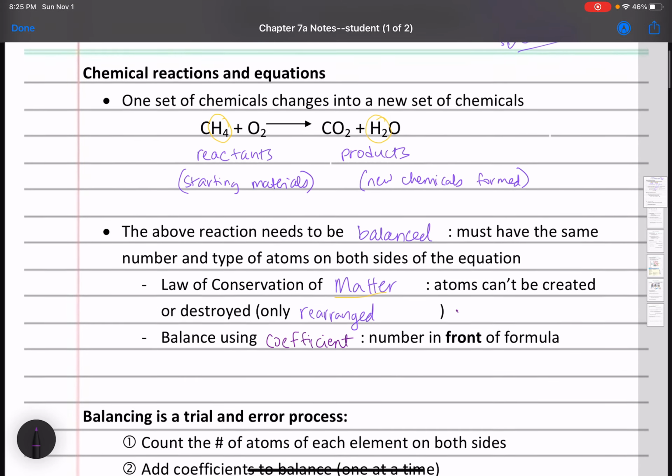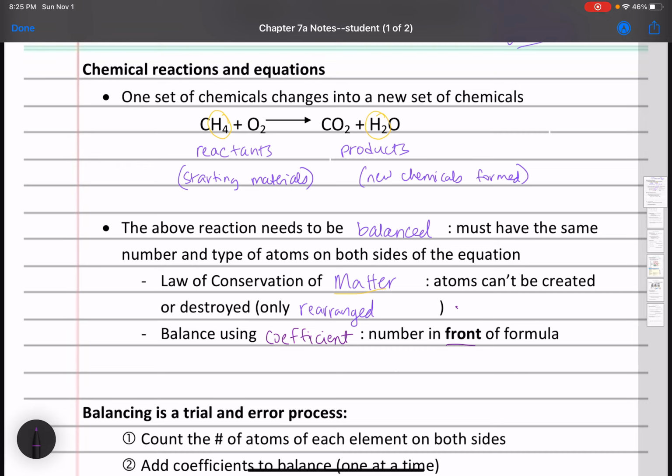And a coefficient is a number in front of the formula in the reaction. So for example, if I wrote 2CO2, all right, this 2 in front, that is a coefficient. All right, that's what we're referring to as a coefficient. Unlike this little 2 here, which is a subscript. All right, we don't manipulate subscripts when we're balancing an equation, because that's telling us that this is carbon dioxide. It's a molecule that has 1 carbon and 2 oxygens, all right? And this number tells us that we have 2 of those molecules. We have 2 carbon dioxide molecules.